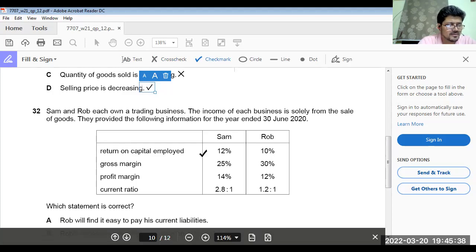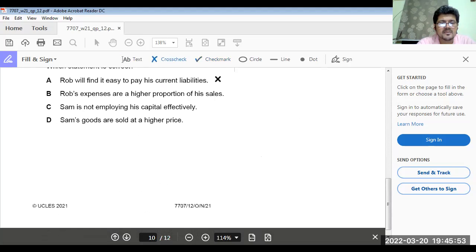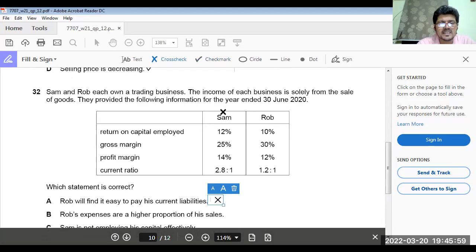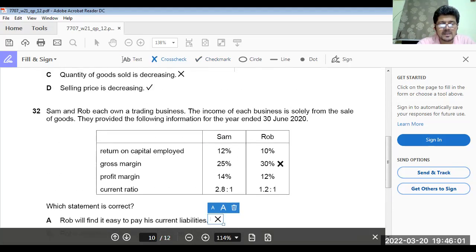The thing is, now in this question, we have to be careful. Rob will find it easy to pay his current liabilities? No, Rob's current ratio is lower than Sam's. So this could not be the answer. We have to be very much careful about that. Okay. Now, Rob's expenses are a higher proportion of his sales. Expenses are not given.